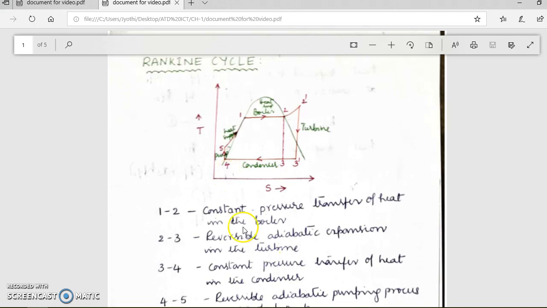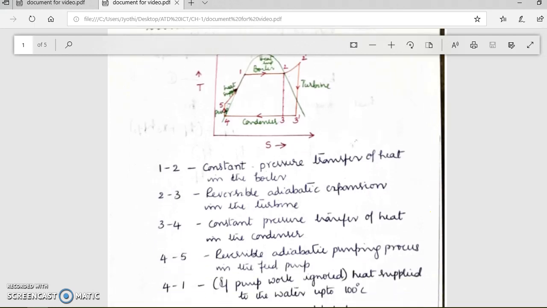Process 3 to 4 is a constant pressure heat transfer in the condenser. Process 4 to 5 is the reversible adiabatic compression process, that is in the case of the feed pump. Usually the work required to drive the pump is very little.